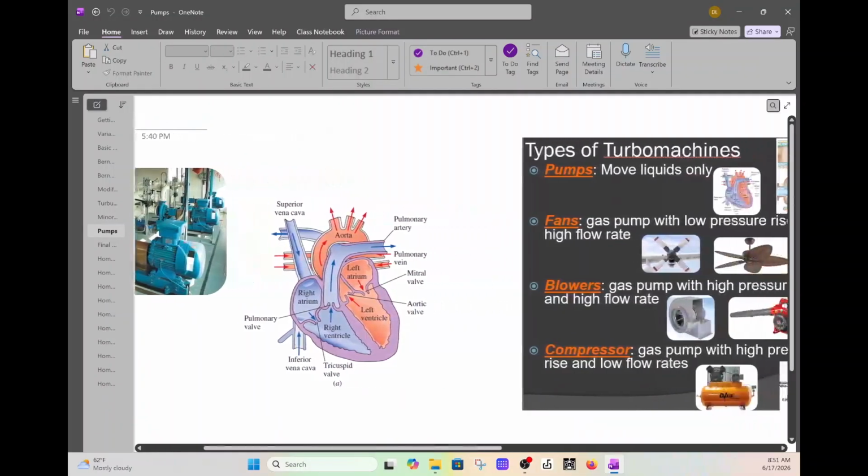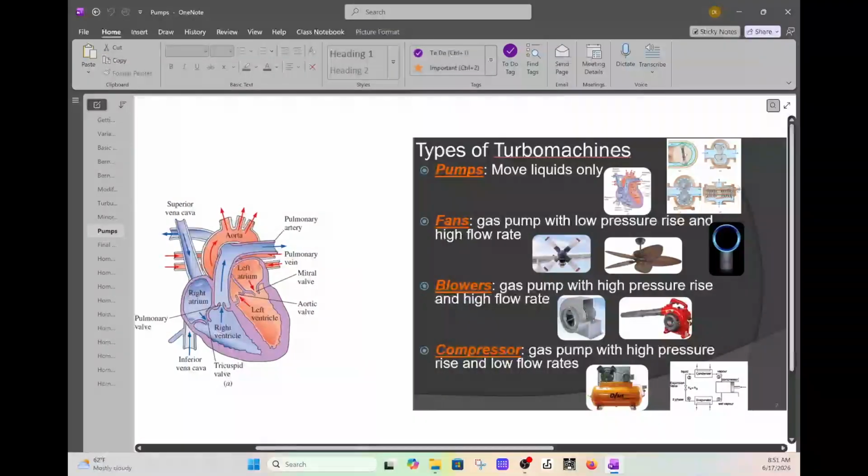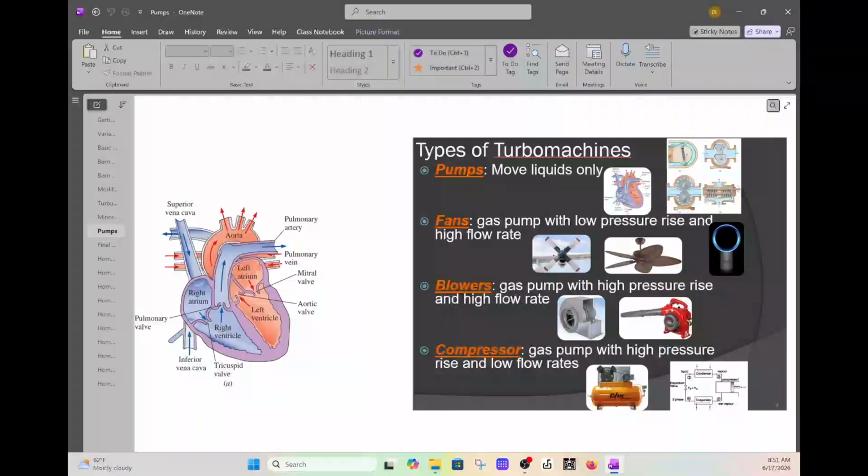Before I show you some other things, again, pumps move liquids. Fans are gas pumps with low pressure rise and a high flow rate. Blowers are gas pumps with high pressure rise and high flow rate. And then compressors are gas pumps with high pressure rise and low flow rates. So you want to know, in particular, what you're talking about. What we're going to focus on today is looking at pumps.